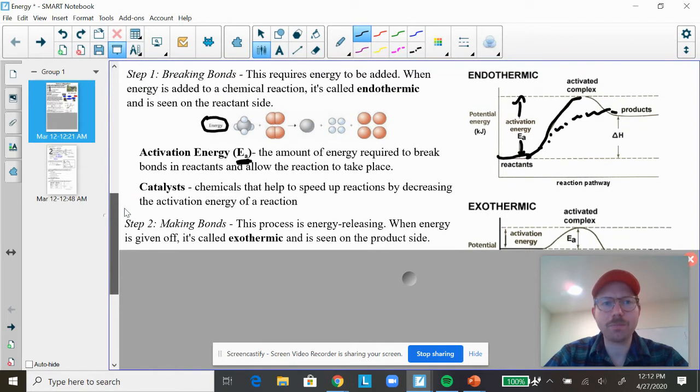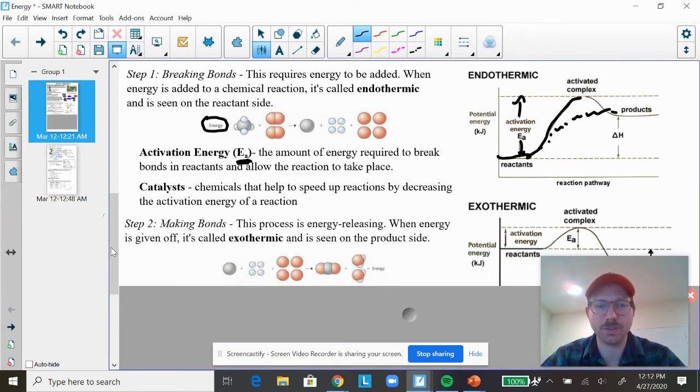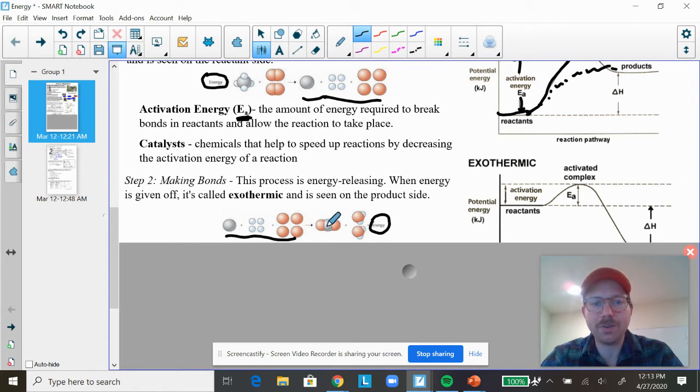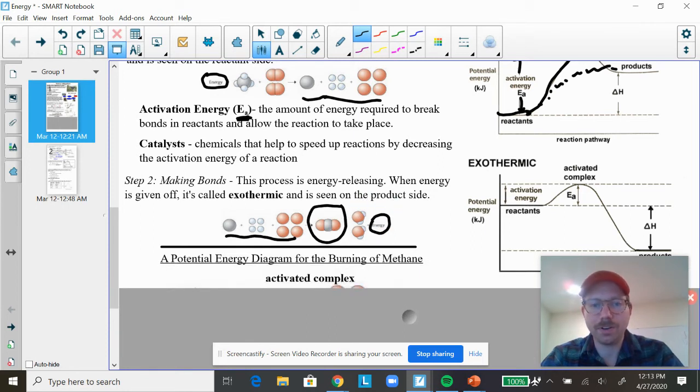And then step 2, the second part after you break the bonds, is you make new bonds. And this process is energy releasing. So when we're making new bonds, we release energy, and that's called exothermic. And exothermic is releasing. So if you think of exit, right, release, leaving. And as you can see here, if you look at the full formula, you have energy being added in order to break apart the bonds into its individual atoms. And then once you have the individual atoms, you can reform them into new molecules and energy is released. So in the case of methane and oxygen gas, you break those apart into atoms and now you have, anyone? This is carbon dioxide and water molecules.